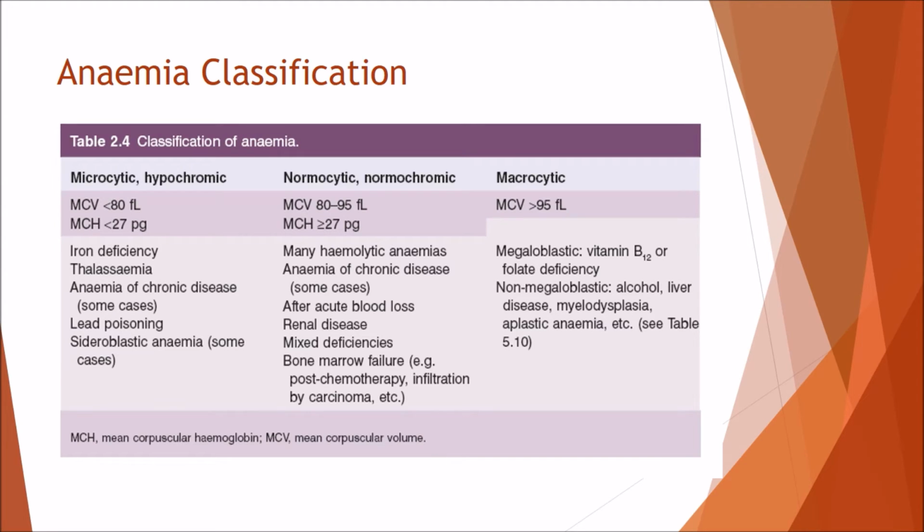You can get macrocytic anemia as a result of vitamin B12 or folate deficiency. And just to make you aware again, folate is another name given to vitamin B9. You can also get non-megaloblastic macrocytic anemia, which could be a result of too much alcohol, so alcohol poisoning. You can also have liver disease or myelodysplasia, etc.